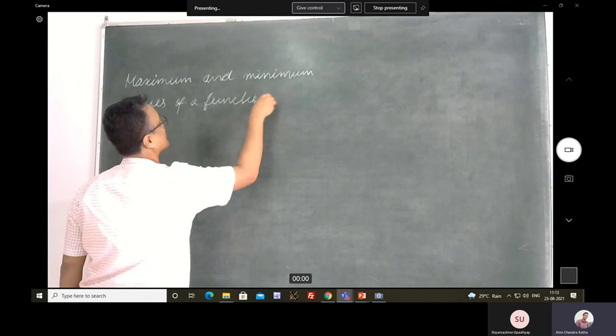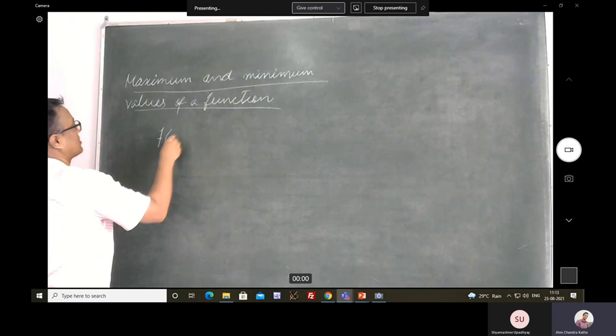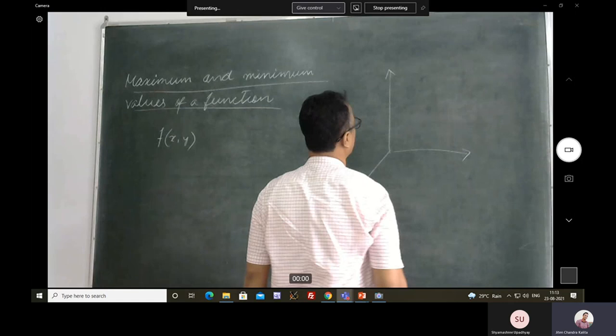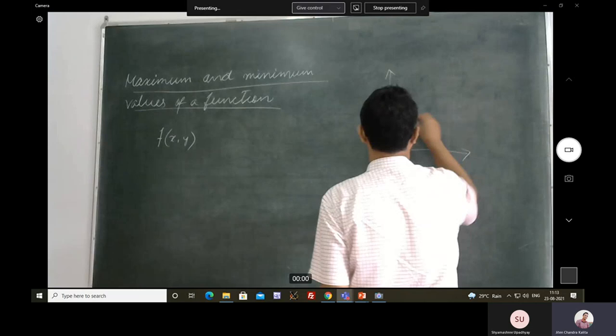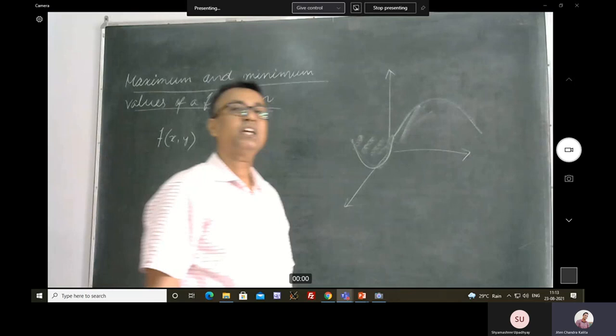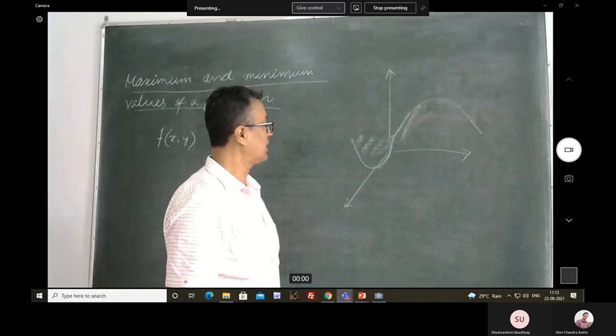So we will be considering a function, say f, of two variables. Now, if I want to draw the graph of this function, then it is going to represent a surface in the 3D space. It may be something like that. Just by looking at the graph of the function itself, you could have some idea about the maximum and minimum values of the function.